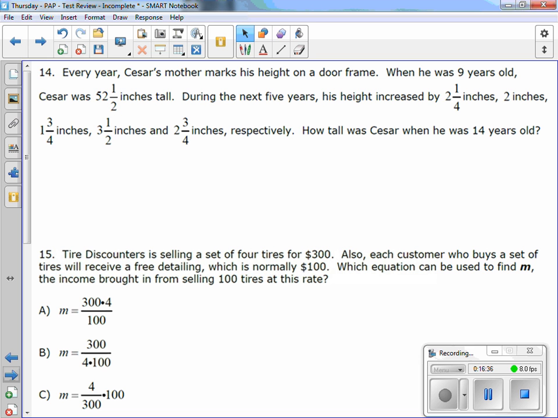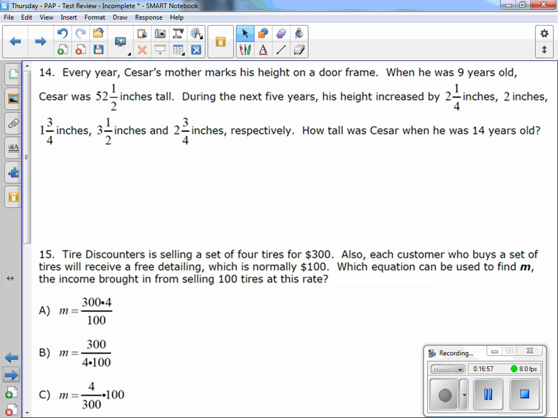Every year, Caesar's mother marks his height on a door frame. When he was 9 years old, he was 52.5 inches tall. During the next 5 years, his height increased by 2 1/4, 1 3/4, 3 1/2, and 2 3/4 inches, respectively. How tall was he when he was 14 years old? So 9 plus 5 is 14.